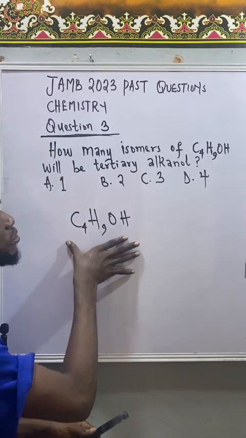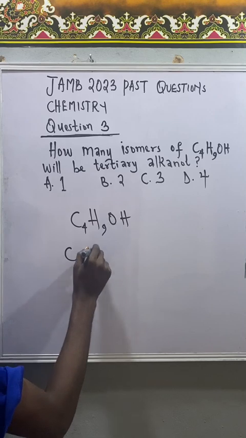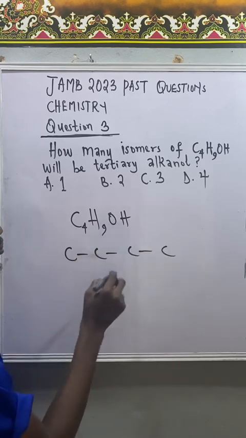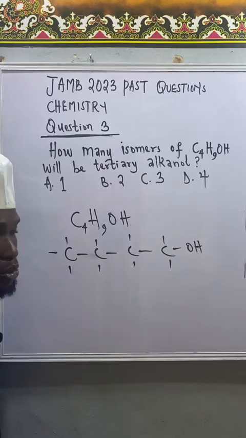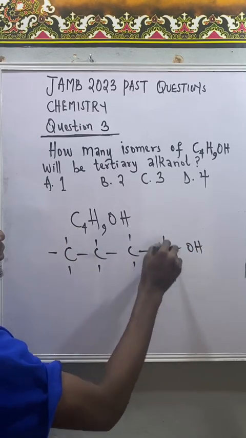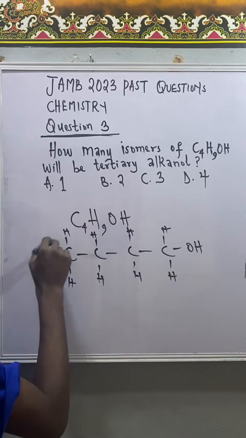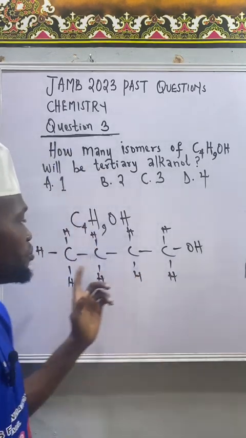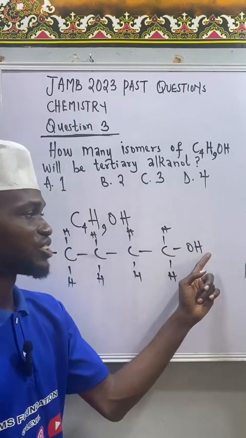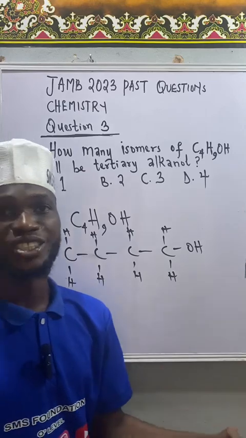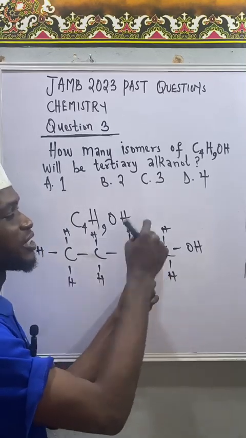Now, let's first draw the structural formula for butanol. We have 4 carbon atoms. Let's draw the 4 carbon atoms. So single, single, single. Now we can attach the hydroxyl group here. That means we will start the naming from here. Other places should be filled with hydrogen atoms. Good. Now, this is what we call butanol. Because we are going to start the naming from the first carbon atom that is attached to the functional group, this is butan-1-ol.